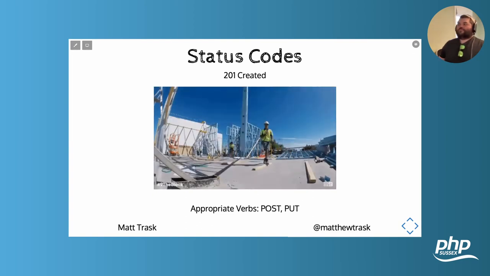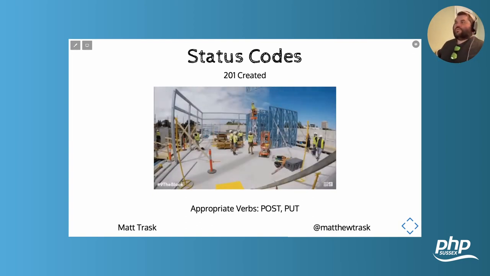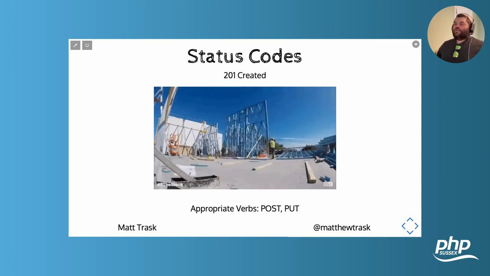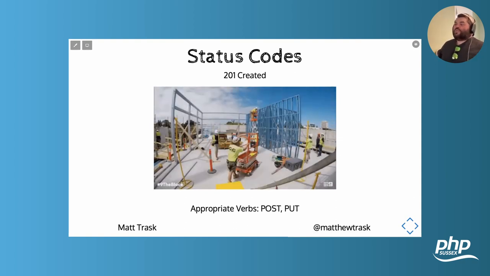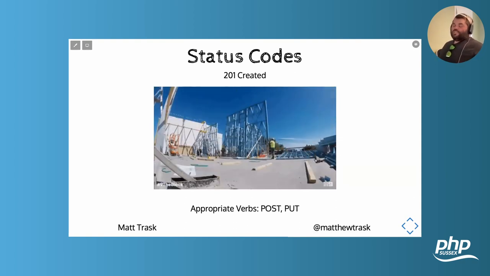201 created. When you make a request to create a resource on the server, it was accepted and we're good. Everything was created as it should be. POST and PUT are the ones you're going to see this for.